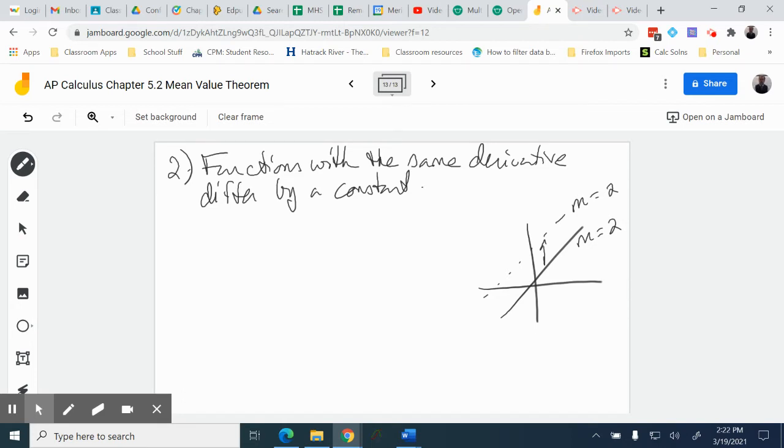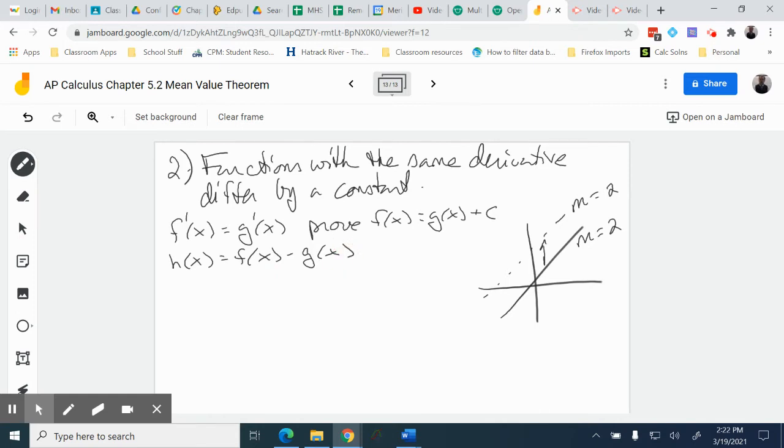So let's start with f prime of x equals g prime of x. We got two functions. And we're in some interval. And we are going to prove that f of x must equal g of x plus some constant value. So let's define a new function. H of x equals f of x minus g of x. So here we go. H prime of x equals f prime of x minus g prime of x. We know this is true because of the sum rule, or difference rule, of derivatives. We also know that since these derivatives are equal, that must be equal to 0. Now, from number 1 that we did just a minute ago, this tells us that h of x is equal to some constant.